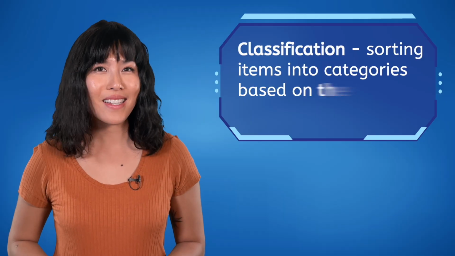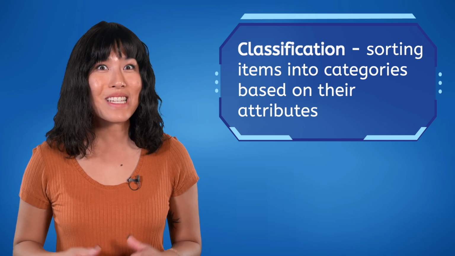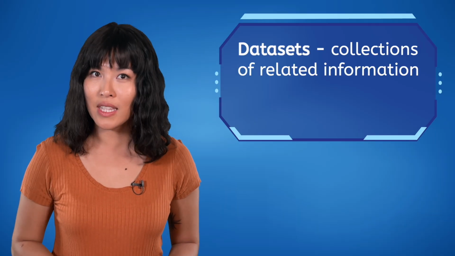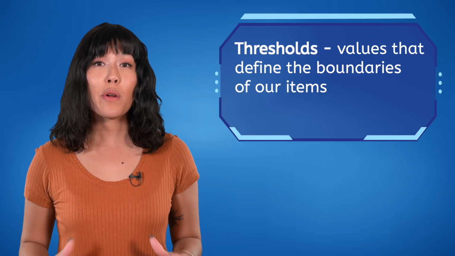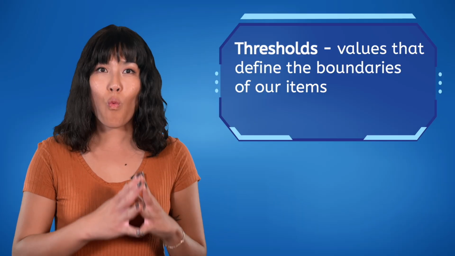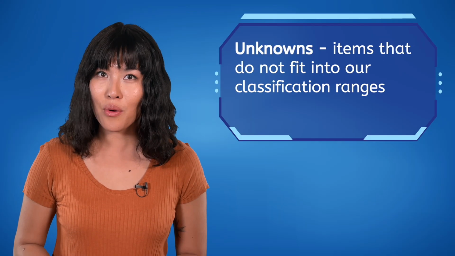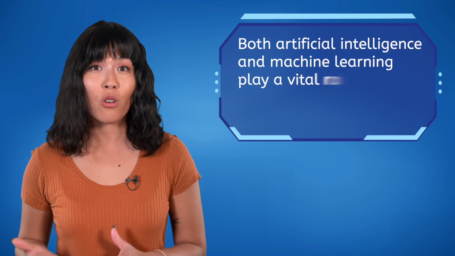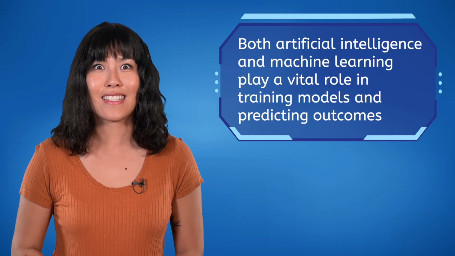And there we have it, intrepid explorers of the universe! We now have a basic understanding of how classification, or the sorting of items based on their attributes, works in computer science. We've journeyed through data sets, identifying collections of related information. By setting thresholds, the boundaries that define our items, we were able to create if statements to determine what category our item could be sorted into. Also, we've discovered unknowns, those items that don't quite fit into our classification ranges. The tools of artificial intelligence and machine learning have been our allies, making sense of the vastness that surrounds us.